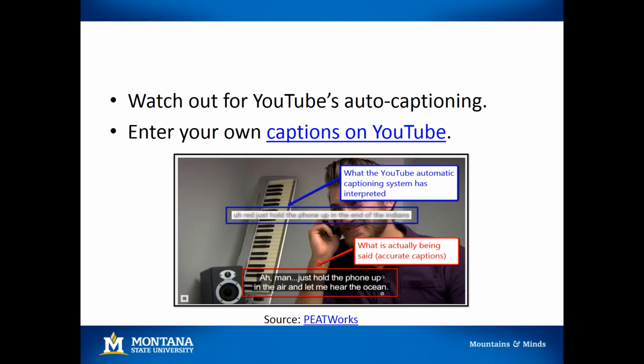You can do this on YouTube, but we ask that you watch out for YouTube's auto captioning and that you enter your own captions on YouTube. We have a fun little example here. In red is what is actually being said, so the accurate captions, and they are, "Aw man, just hold the phone up in the air and let me hear the ocean." What Google's auto will hear is, "just hold up the phone. Just hold the phone up in the end of the Indians." That doesn't make any sense.